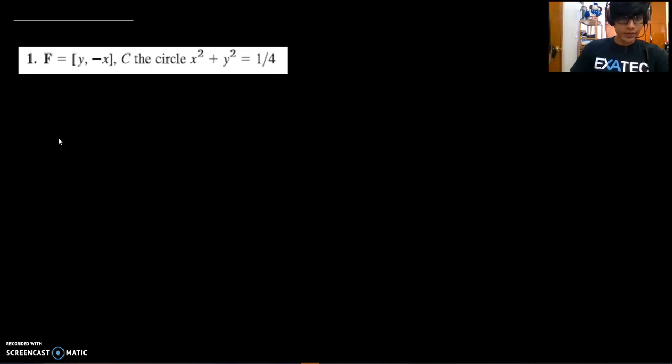So now we are going to see a simple example of Green's theorem applied to this kind of exercise. We want to evaluate this vector function f over the closed curve represented by this equation, and this is actually a circle of radius 1/2. So we know that we have a circle, not a sphere, that has a radius of 1/2.